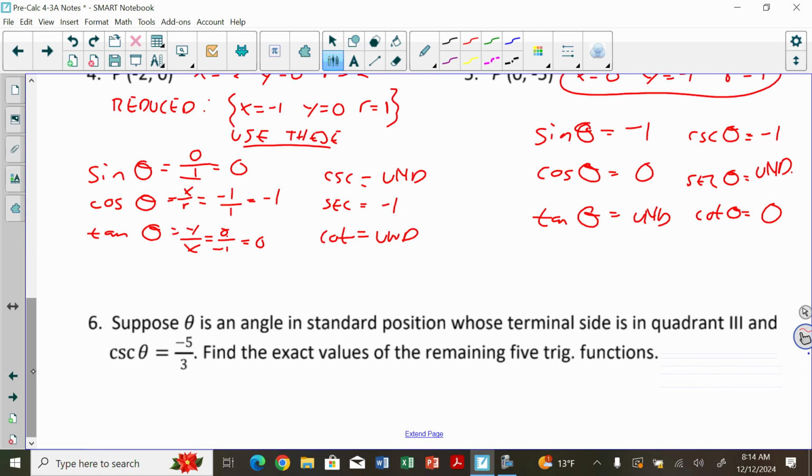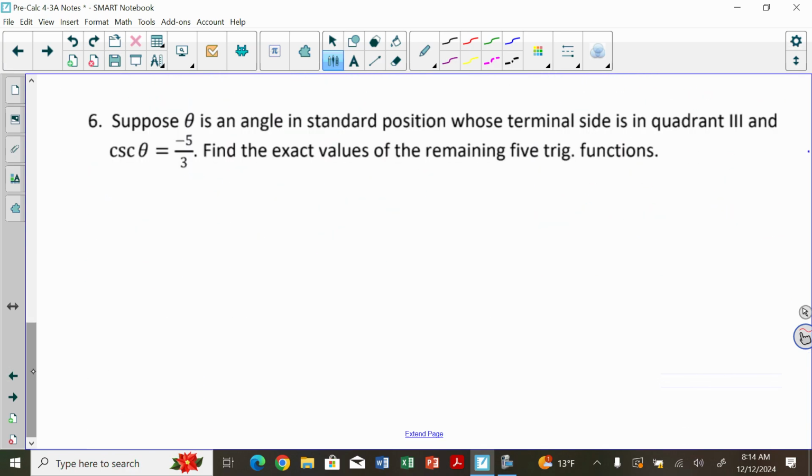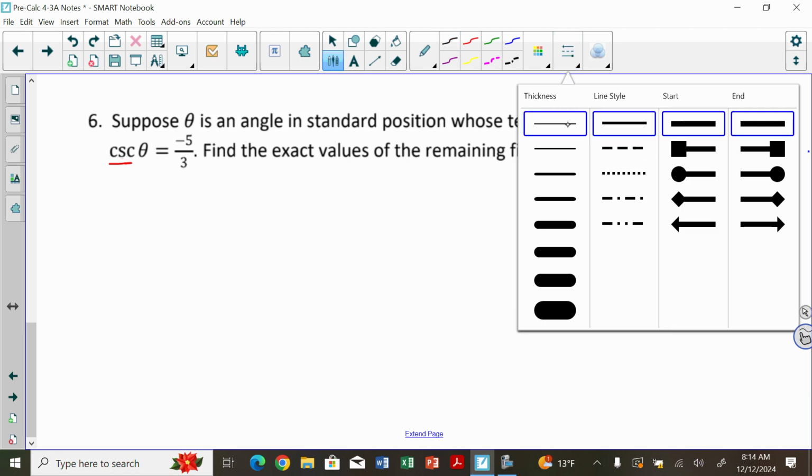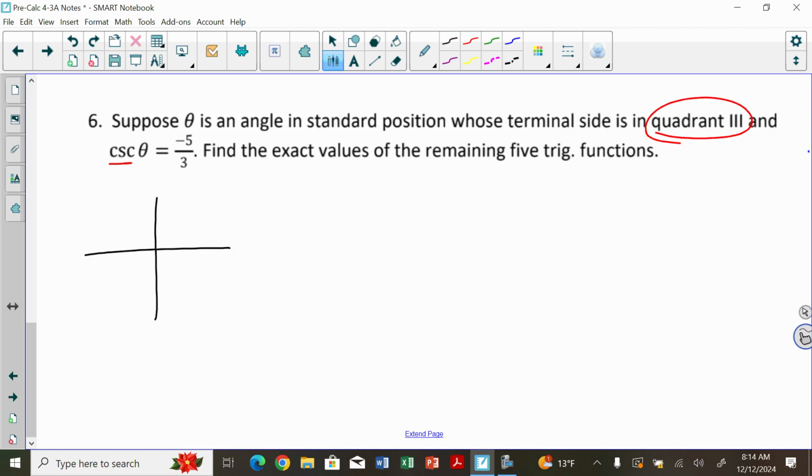Suppose we have an angle in standard position, and it's in quadrant 3. They give us that cosecant of theta is negative 5 over 3. Find the remaining 5 trig functions. In this case, we might need to draw a graph, and we know that it's in quadrant 3. So that's over here, down in this area.